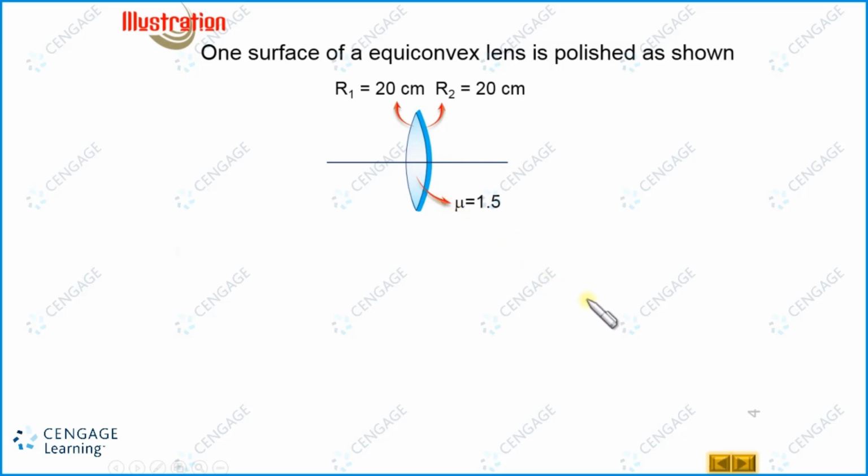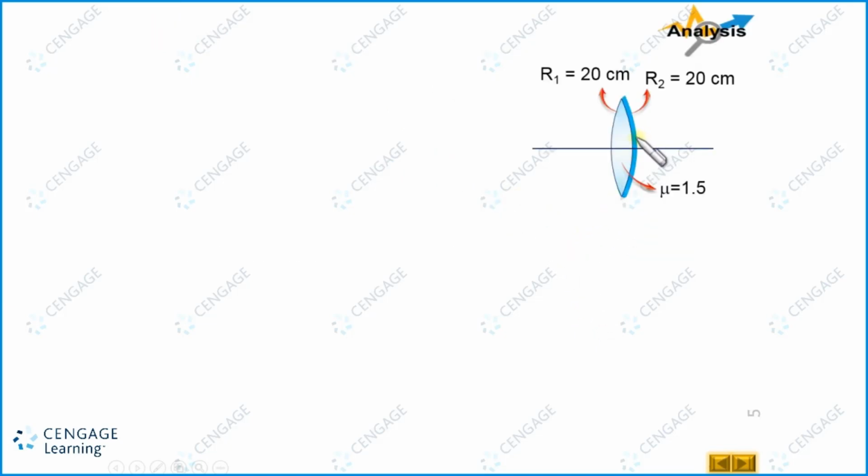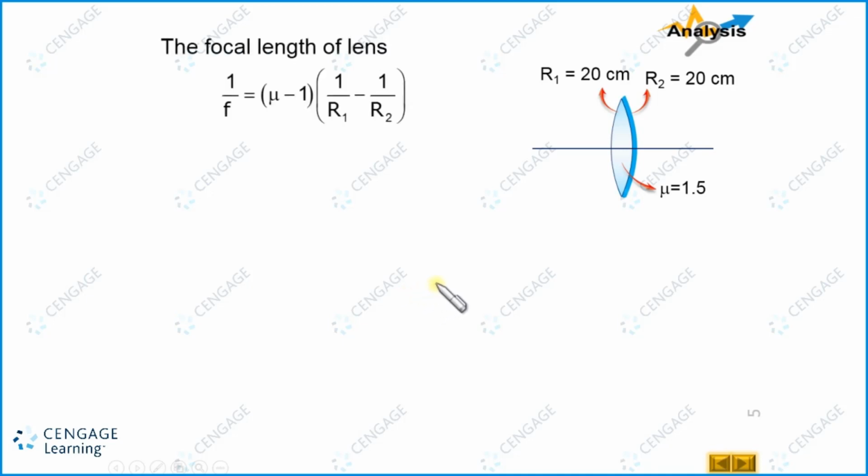Okay, and here we need to calculate the focal length of the equivalent mirror form. So let us analyze the situation. Make the diagram on the next page here. First of all, we need to calculate the focal length of this lens form, and for calculating the focal length we have the lens maker formula, that is 1/f = (mu - 1)(1/r1 - 1/r2), right?